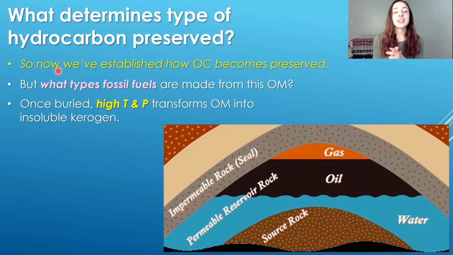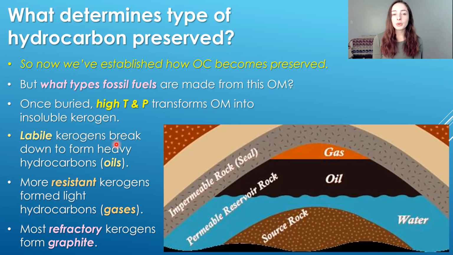So now that we've discussed how organic carbon deposits have become preserved in the past, aka periods of increased primary productivity create conditions that favor organic carbon burial, now let's talk a little bit about the types of hydrocarbons or the types of fossil fuel deposits that are made from this organic matter. How do we get different types of fossil fuels? Well, ultimately, once buried, all organic matter is transformed by higher temperatures and pressures during burial into insoluble kerogen. However, kerogen has several different types.